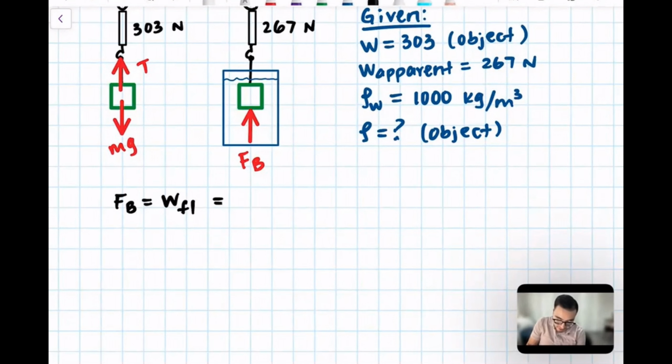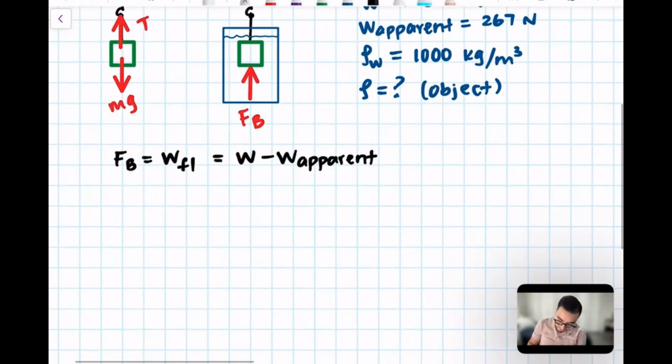that the buoyant force is equal to the original weight minus the apparent weight. I think I'm spelling apparent correctly, hopefully. When we find this difference, we're going to get the weight of the displaced fluid. Okay? So let's plug in our numbers real quick, find a numerical answer. The buoyant force is going to be 303 newtons minus, what is it, 267? Yes, 267 newtons.